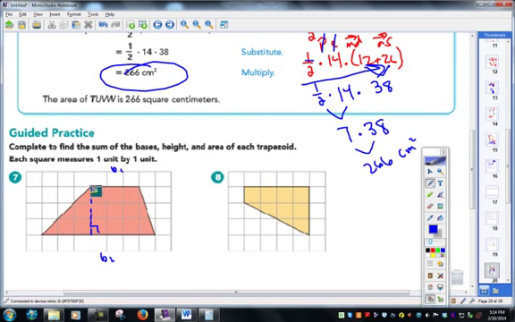Okay, I know that base 1 is 1, 2, 3 units long. I know that base 2 is 1, 2, 3, 4, 5, 6, 7 units long. And I know the height is 1, 2, 3. So now we write the formula. Area equals 1/2 the height times the quantity, base 1 plus base 2.